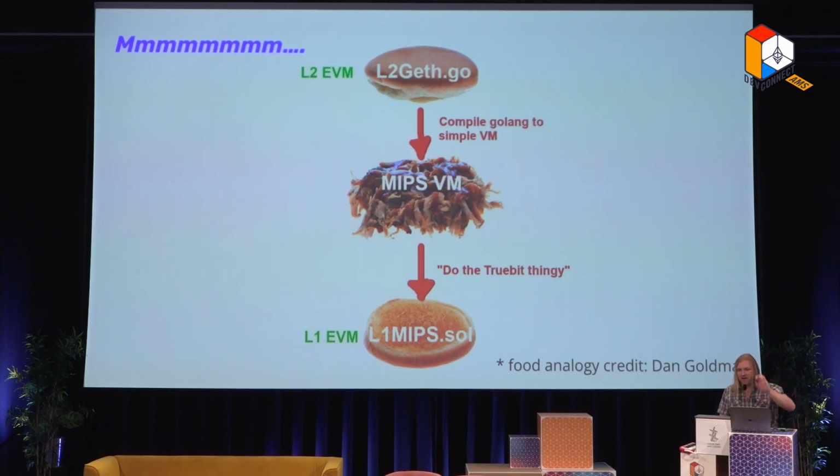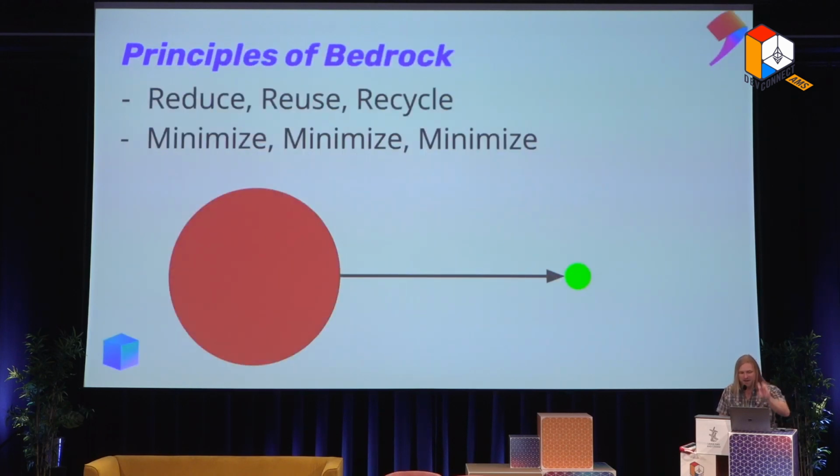and we compile that to a very, very simple VM, right? Remember that we want to minimize everything. And we use a reduced instruction set computer, MIPS, to make that really, really small, it's less than 600 lines for the main Solidity file. We compile Geth to that MIPS VM.